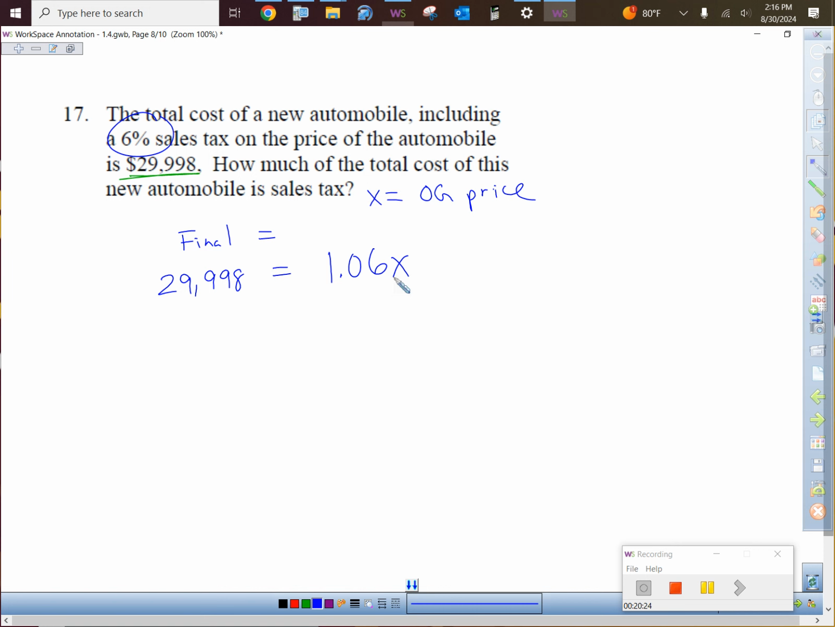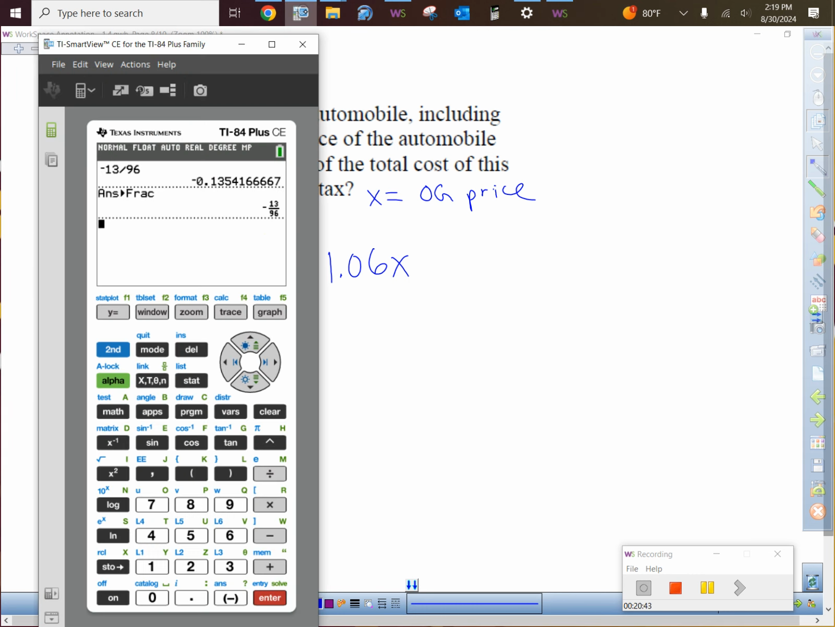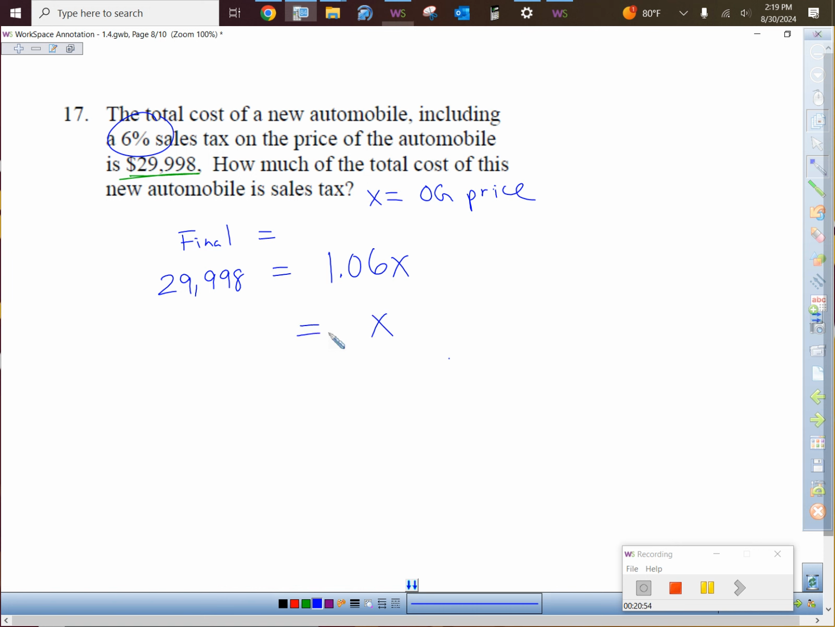And that's a simple one to solve, because all you have to do is get rid of that 1.06. How do you divide by that 1.06? Did I say divide already? Sorry. Divide both sides by 1.06. So 29,998 divided by 1.06. Did you get 28,300? But the bad thing is that is not the answer to this question.